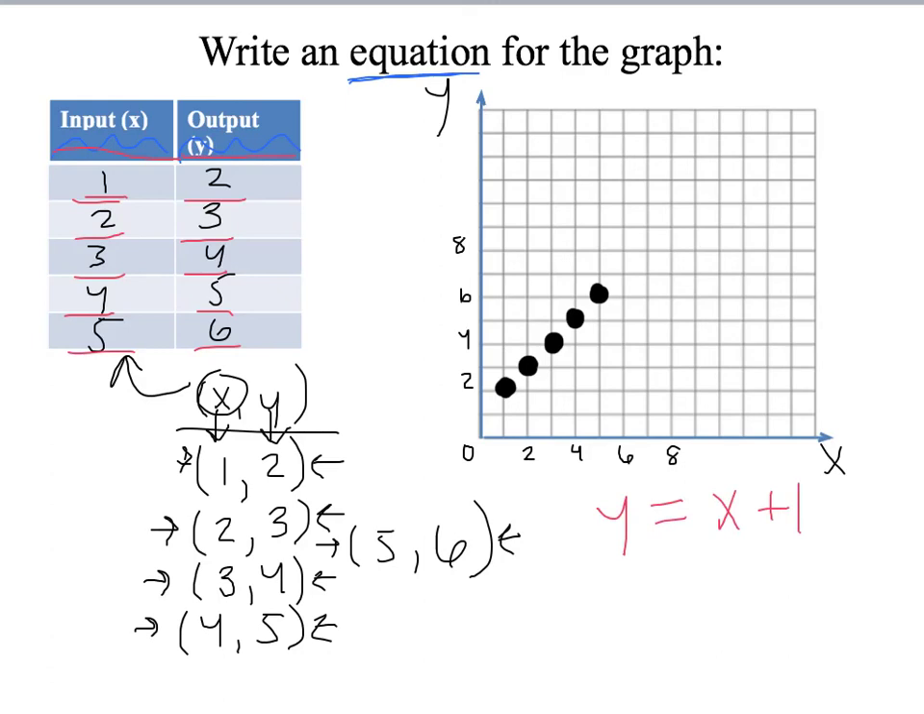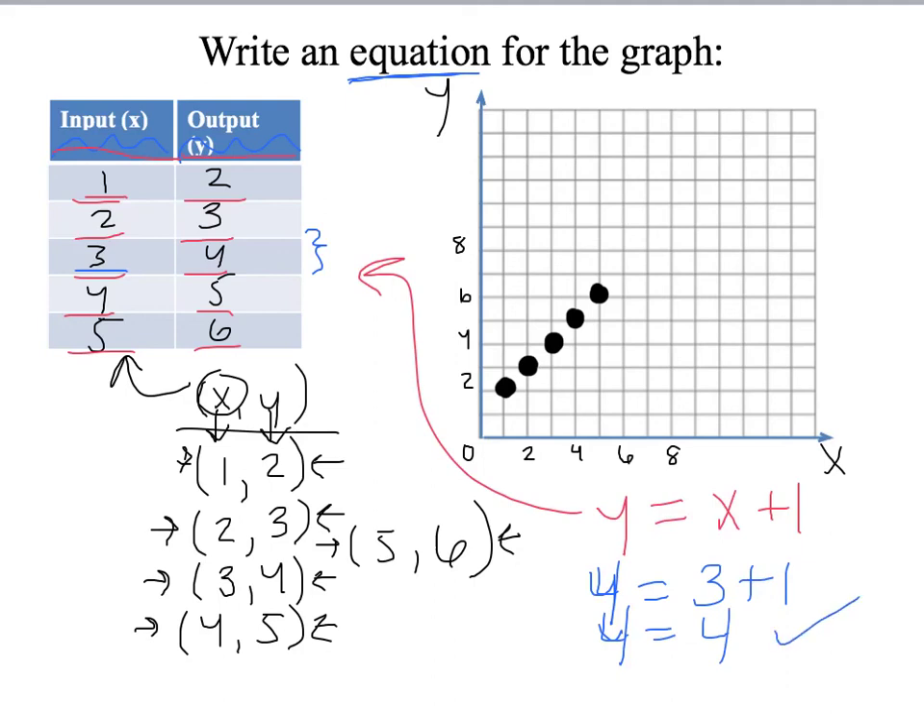Now make sure you go back and test it. So we'll do one of them right now. I'm going to go ahead and test this one. So we have y, which is 4, equals our x value, which is 3, plus 1. 4 equals 3 plus 1, which is 4. 4 equals 4. That's true, and we know it's correct.